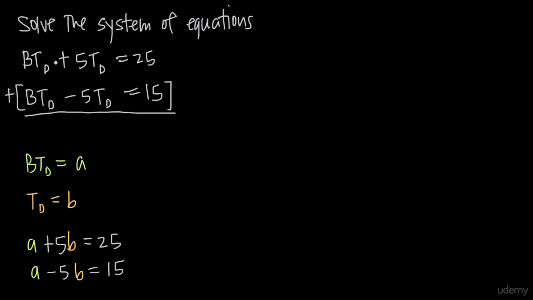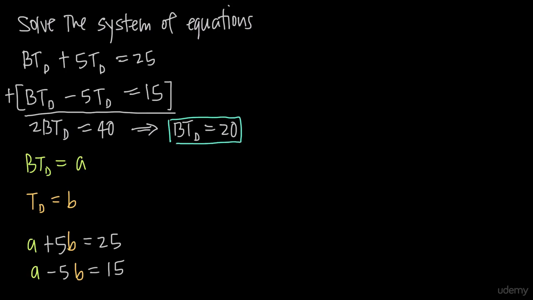So when we add, we'll get bt sub d plus bt sub d is 2bt sub d. 5t sub d plus a negative 5t sub d is like 5 minus 5, that's 0. That's going to cancel. And then we have 25 plus 15, which is going to be equal to 40. If we divide both sides of this equation by 2, we're going to get bt sub d is equal to 20.